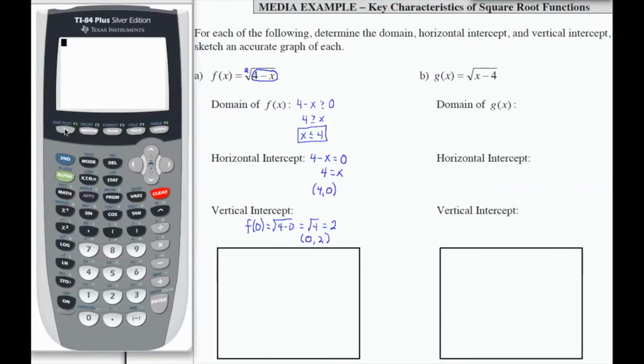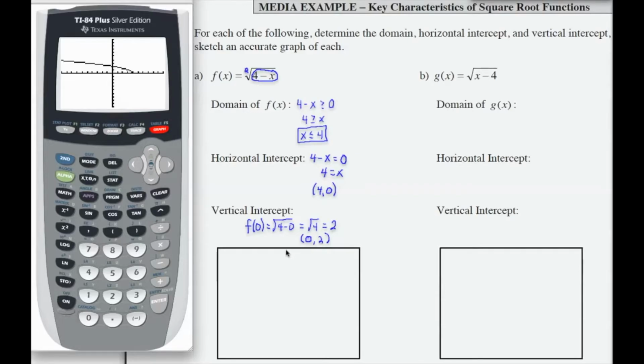Let's go over to our graph, go to our y equals. Let's clear out anything that is in y1 and y2, and let's enter the function f of x equals the square root of 4 minus x into y1. I'm going to use my arrows to end the radical after the x. Let me check my window. I'm going to make sure that my window is -10 to 10 for both x min and y min, and x max and y max of 10. And let's press graph.